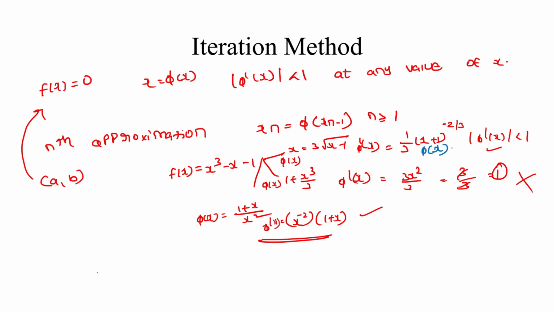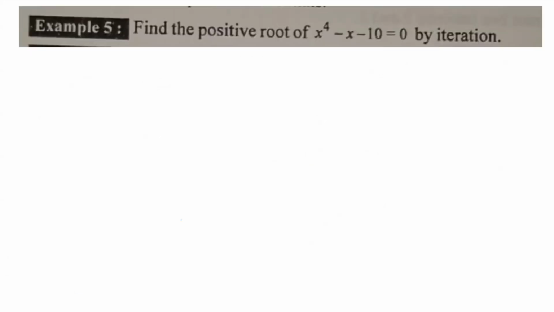Okay, now let's see an example. Find the positive root of x power 4 minus x minus 10 is equal to 0 by the iterative method. First, we need to find the interval a comma b such that the root lies between these two values, and by trial and error method we need to find a comma b.